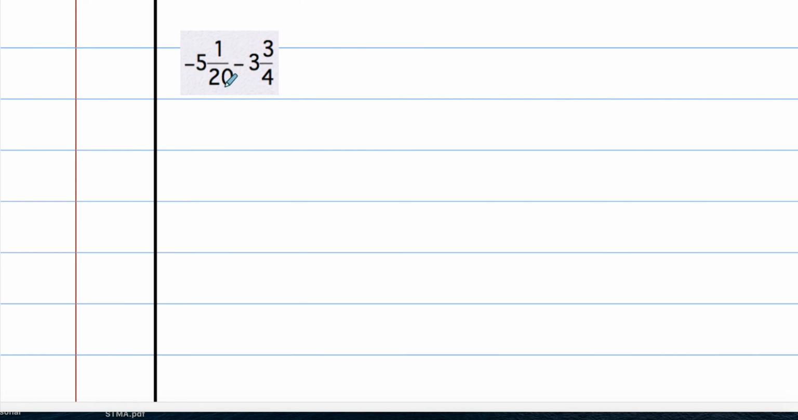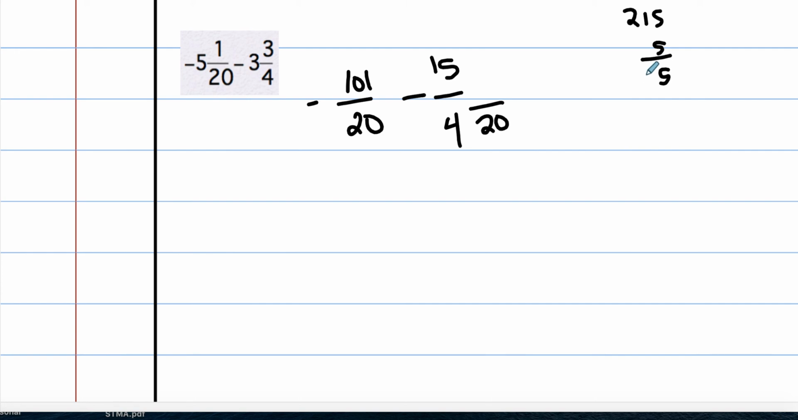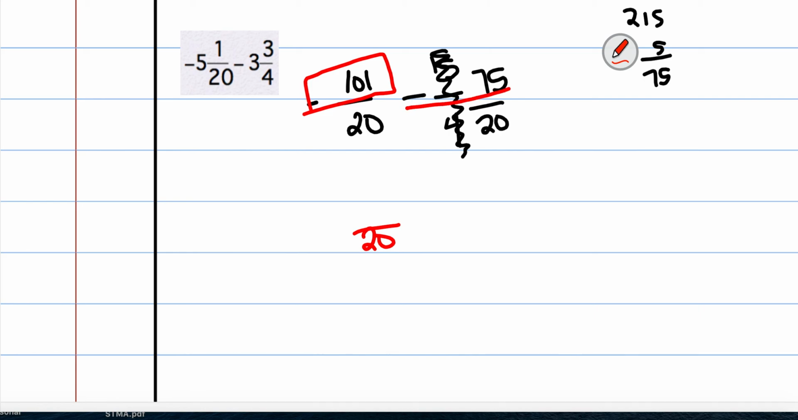All right, 5 times 20 is 100 plus 1 is 101/20. Minus, that's a negative. 3 times 4 is 12, 13, 14, 15 fourths. So this one's done. I got to get this one to 20. So times 5, 15 times 5 is 75. So this is why I like to write them up and down because I get confused otherwise. So now I have my denominator's 20, but I have a negative 101 over a negative or minus 75.